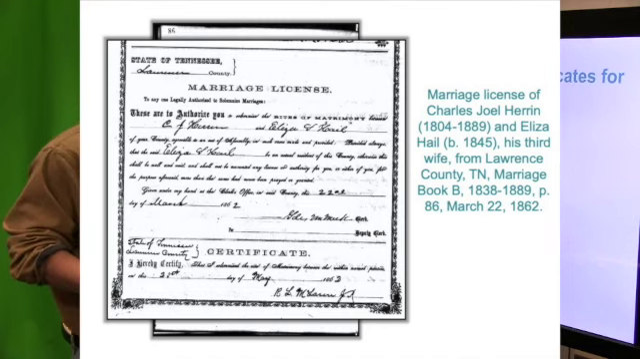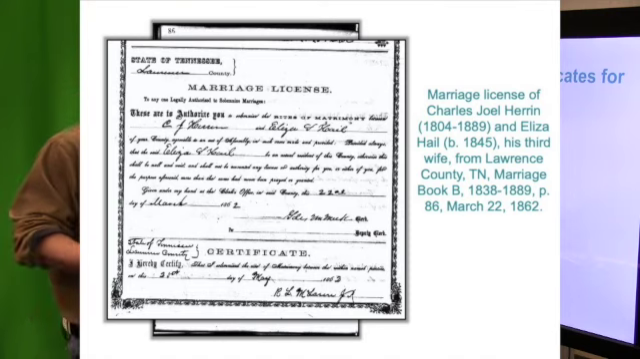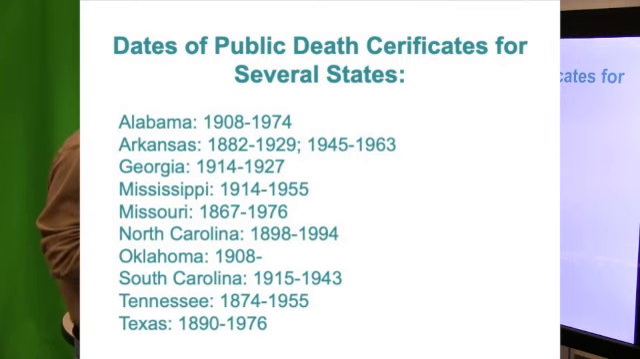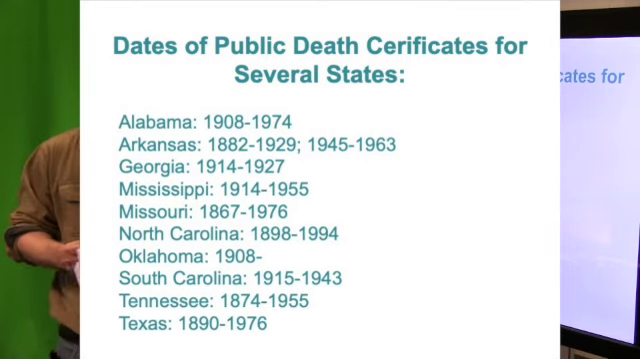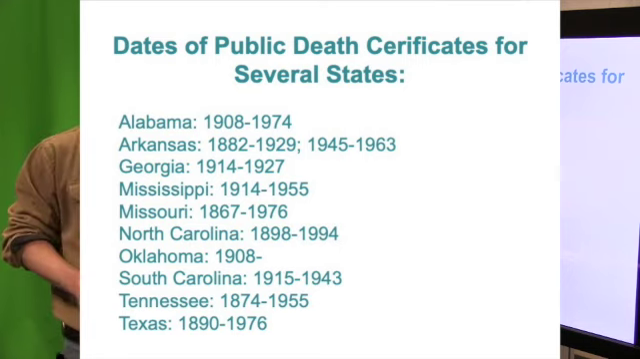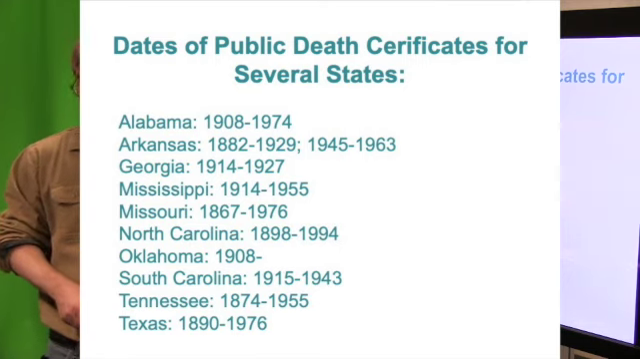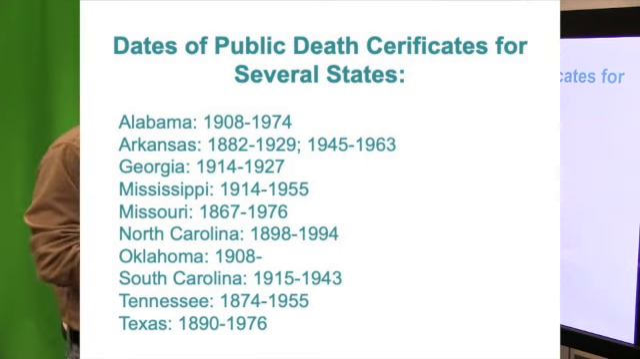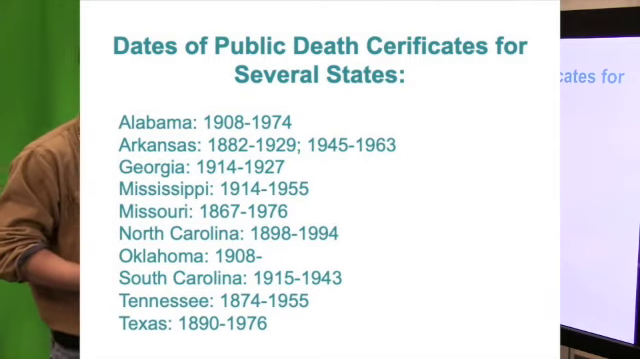Then death certificates, as I said, generally start after the 20th century. And these are the dates of some of the major states and when they started keeping records and when they are available online. This should also be in your handout. You can see that Mississippi didn't start till 1914. I think South Carolina didn't start till 1915. And for some states like Arkansas, they have big gaps in the records of what's available.